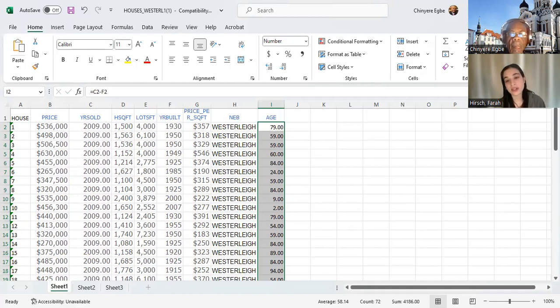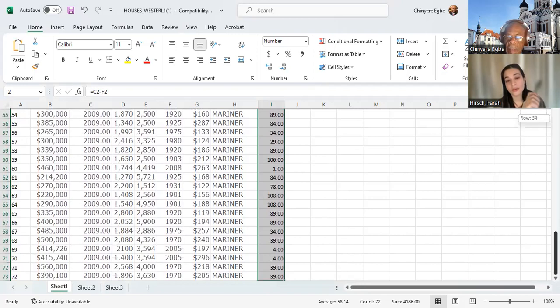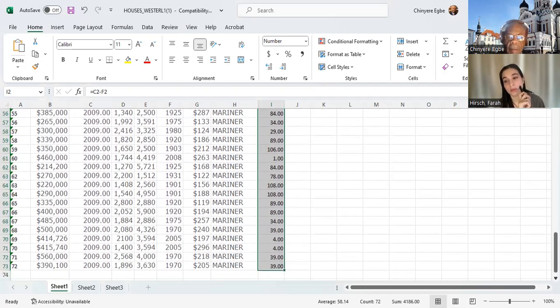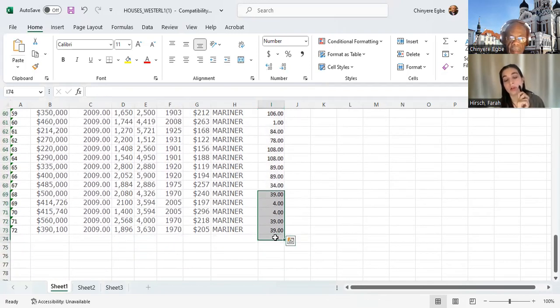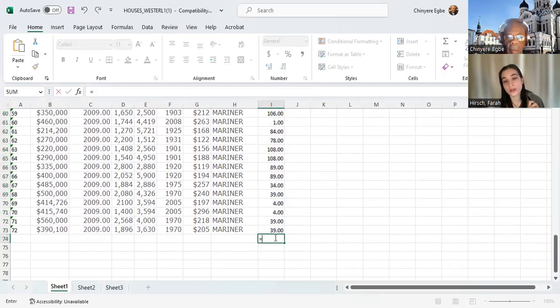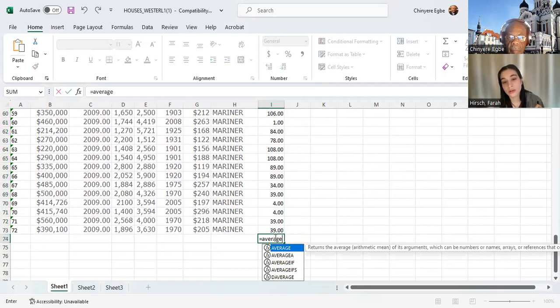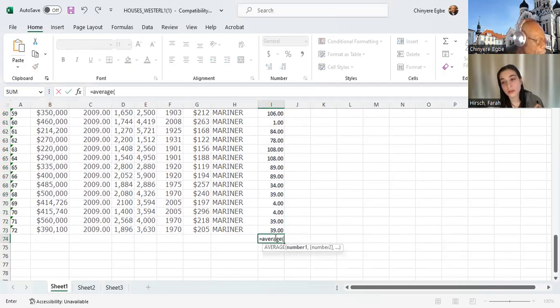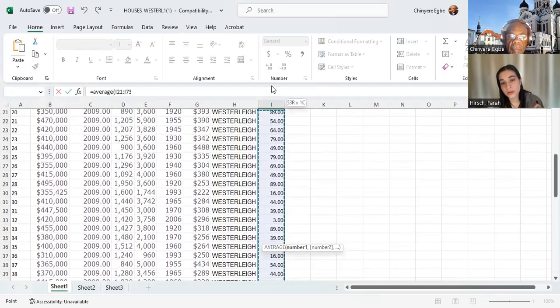And then we do the standard deviation formula. Then essentially you calculate the mean from there, which is equals average, and you paint all the way through.